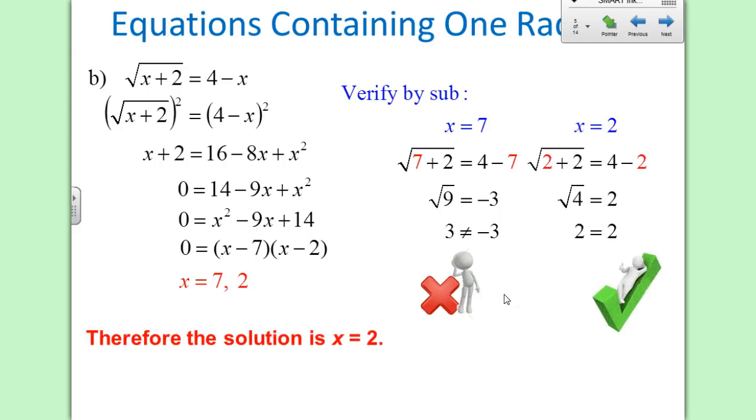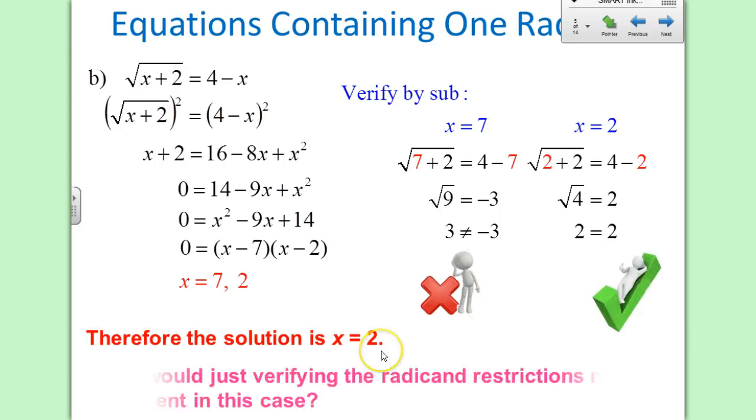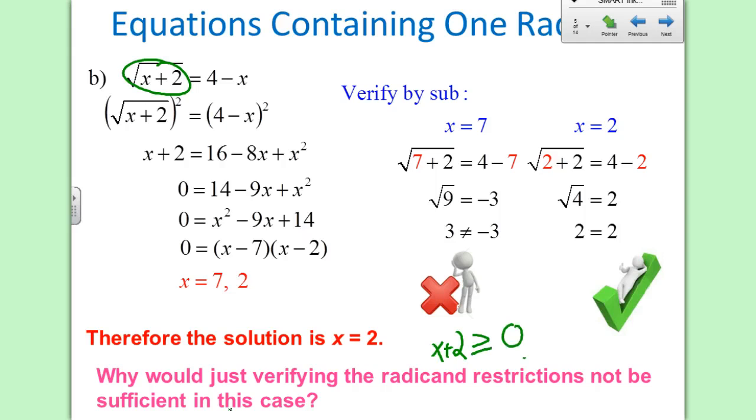But we should also check it by verifying it by our restrictions, right? So if I verify by restrictions, I've got x plus 2. X plus 2 has got to be greater than or equal to 0. So that means that x has got to be greater than or equal to minus 2. Now, in the question here, there's my restriction. Yay, x equals 2 works.